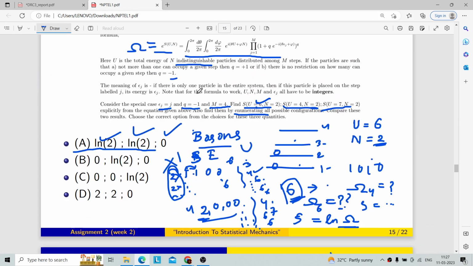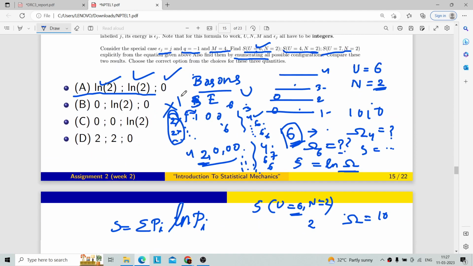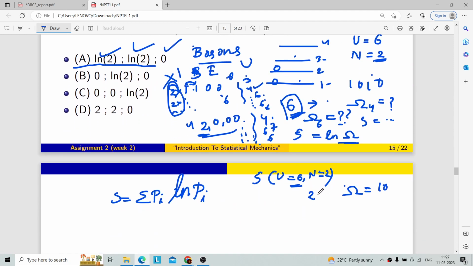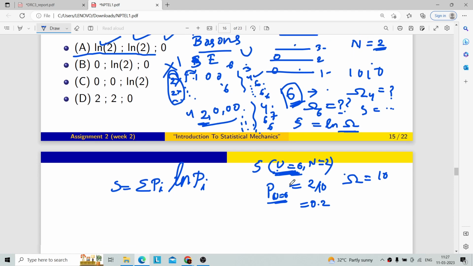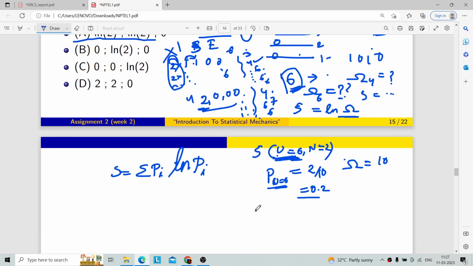So 2 out of 10 correspond to energy 6. So the probability of getting U equal to 6 is 2 over 10. That means 0.2. So for this configuration, what will be the entropy according to this formula? So this will be minus 0.2 ln of 0.2. You can calculate using your calculator what it will be.